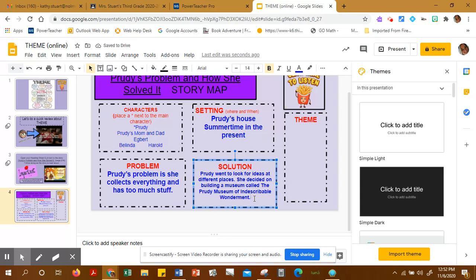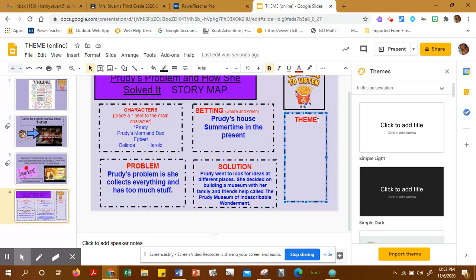She didn't build that by herself, so I think somehow I want to show that her friends and her parents helped her. She decided on building a museum with her family and friends' help, called the Prudy Museum of Indescribable Wonderment. I'm happy with that now because I had that she went to look for ideas. I have that she didn't do it alone. She had people help her. And I was very specific and I added the detail of the name of her museum. Okay. Thanks for your help with that one.